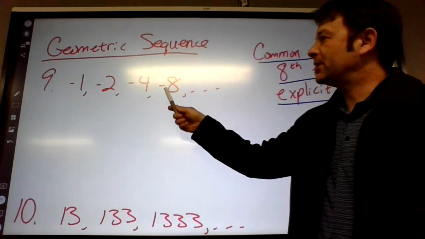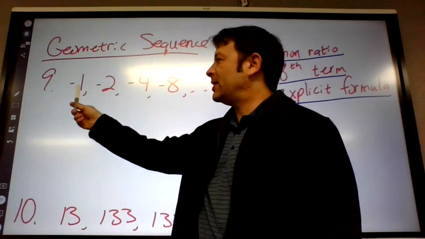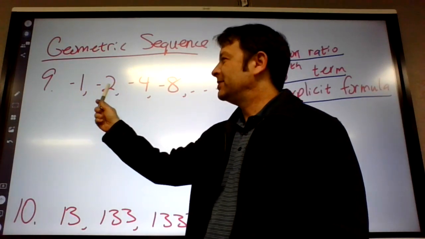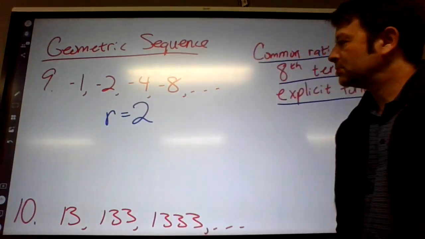Times 2, right? So geometric means multiply. If you're not sure what they're multiplying, do the second one divided by the first one. So it is times 2. Ratio is 2.